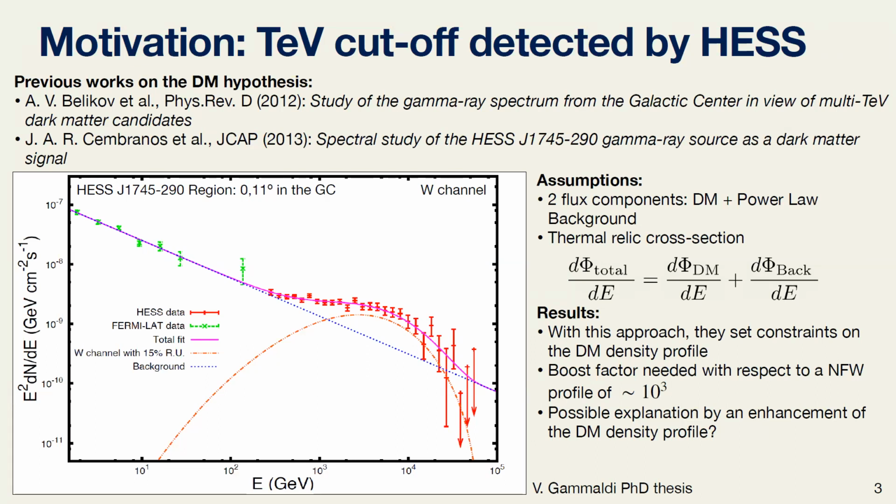Assuming that the observed flux is a combination of dark matter plus a power law background, and assuming the thermal relic cross-section, some results can be extracted. The first one is that constraints can be set on the dark matter density profile. More specifically, the boost factor needed with respect to the benchmark Navarro-Frenk-White is about 1,000. So the idea is a possible explanation by an enhancement of the dark matter density profiles.